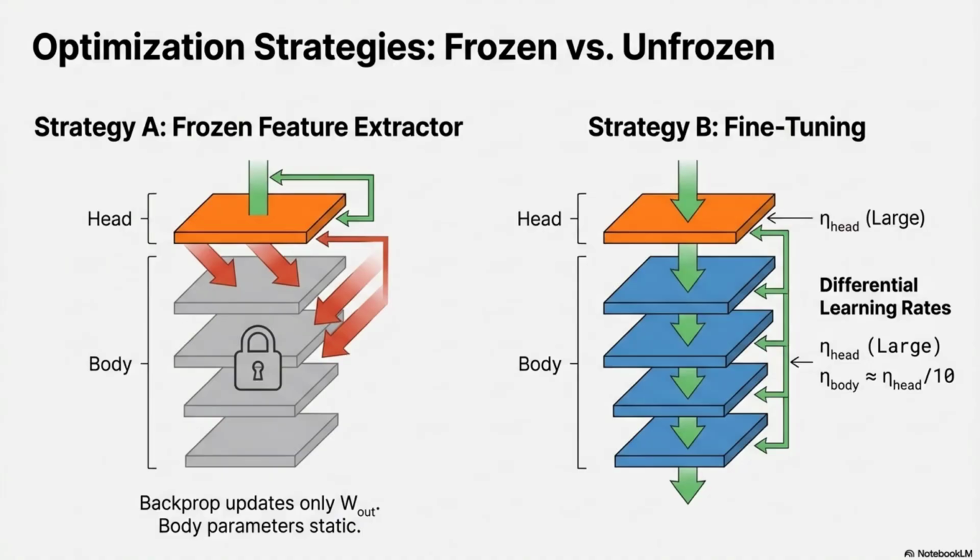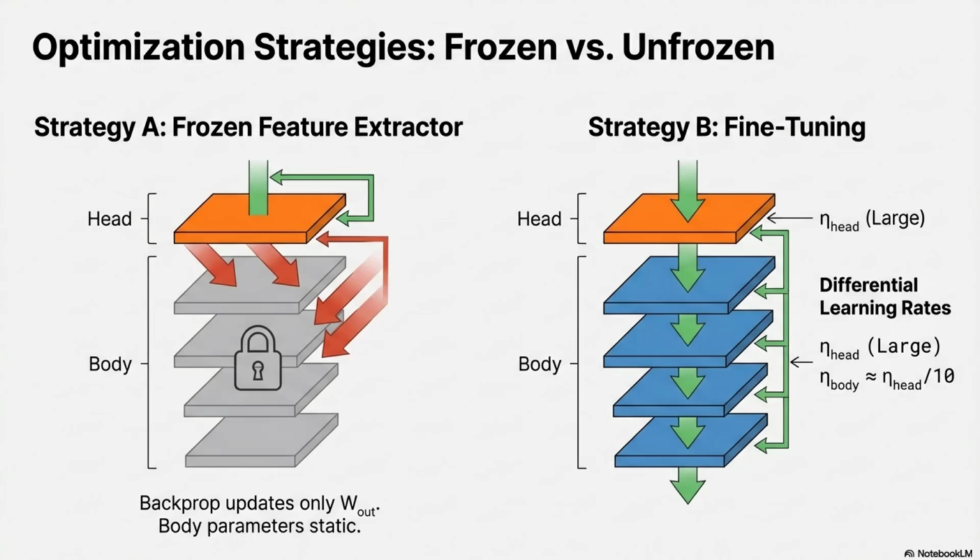Now, there are two main strategies for this. Strategy A is the most conservative. You freeze the entire pre-trained body and only train the new head. You're basically treating the network as a fixed feature extractor. Strategy B is to fine-tune all the layers, but you do it carefully. This is done with differential learning rates. You use a really small learning rate for those deep, stable layers and a larger one for the new, task-specific layers near the end.